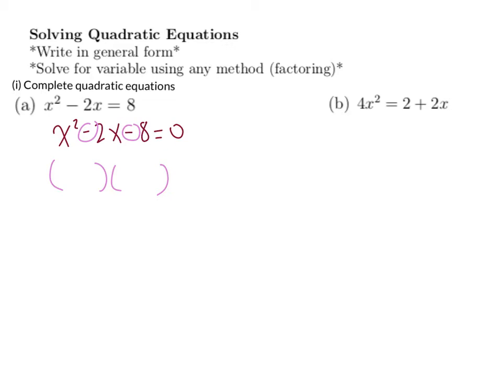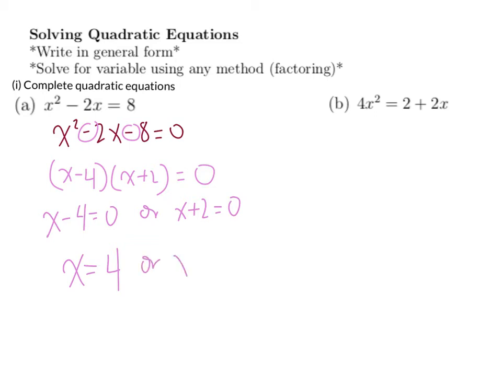I want to make the bigger one negative, so it'll be x minus 4 times x plus 2 is equal to 0. From there, we'll solve using the zero product property, which means that either x minus 4 or x plus 2 has to equal 0 to make this entire product equal to 0. So I'm going to set both of them to 0. x minus 4 equals 0, or x plus 2 is equal to 0. From there, we have x equals positive 4, or x equals negative 2. Two values of x.